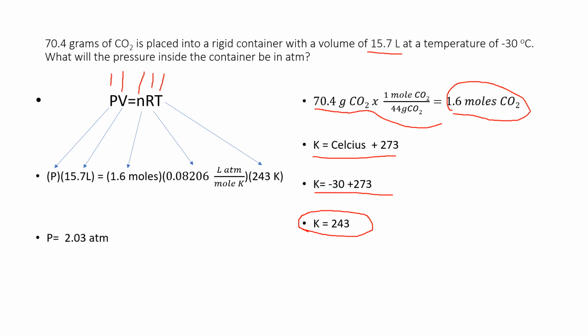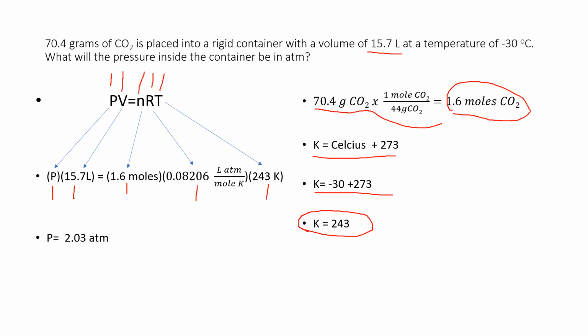At this point, we look and we say, okay, do we have 4 of the 5 pieces? Well, we don't have pressure. That's going to be the one we're looking for. We have the volume. It's in the right unit. We have the moles. It's in the right unit. We have R in the right unit. And we have the temperature in the right unit.